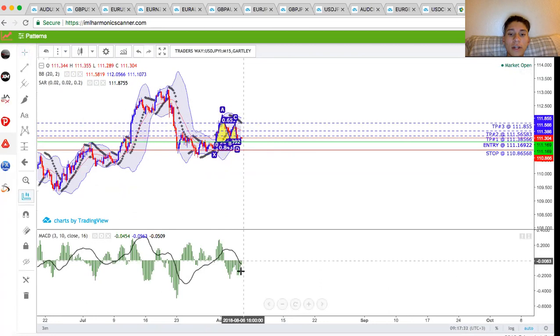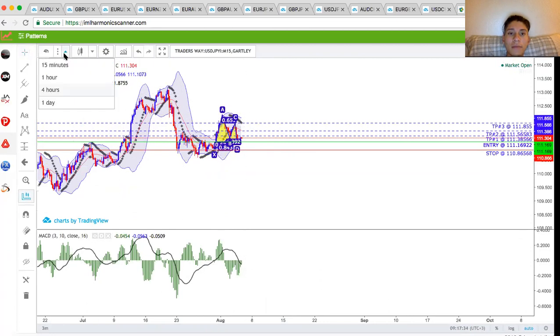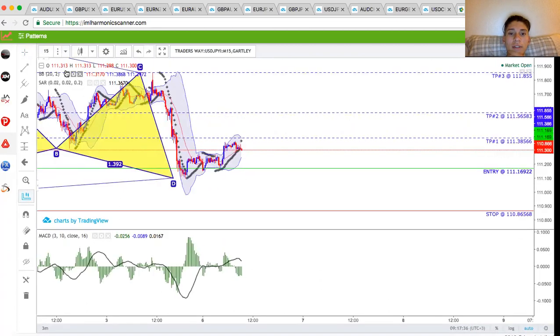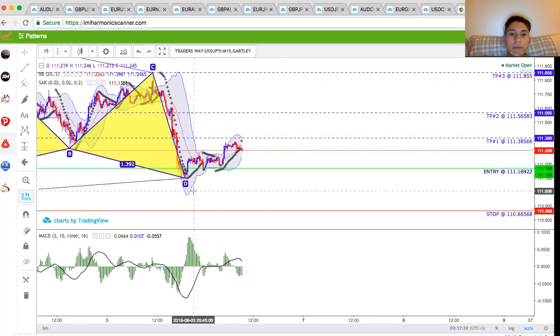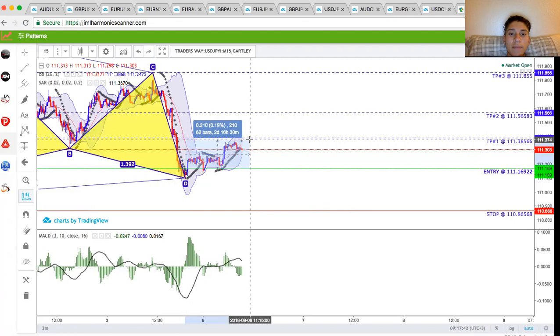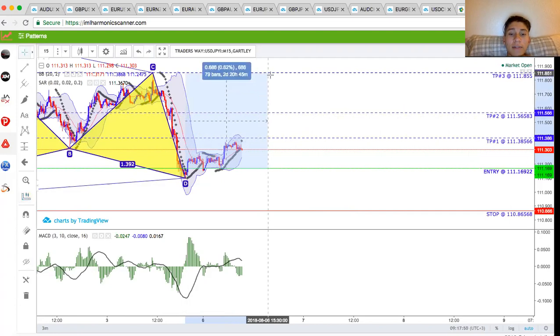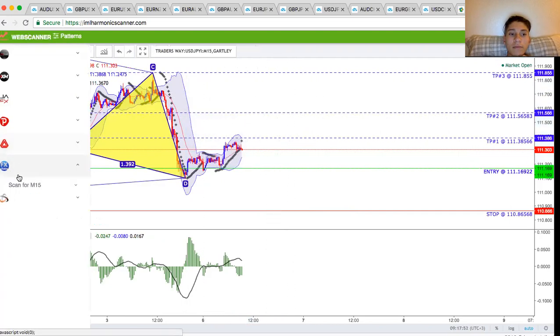MACD crossover right here, calling out a buy, so you're good. That's why I look at bigger time frames. So if we were to go back here, I would personally take this one. If you were to have taken it, 21 pips or 20-something pips for TP1, 40 pips for TP2, 68 pips for TP3. You know what I mean?